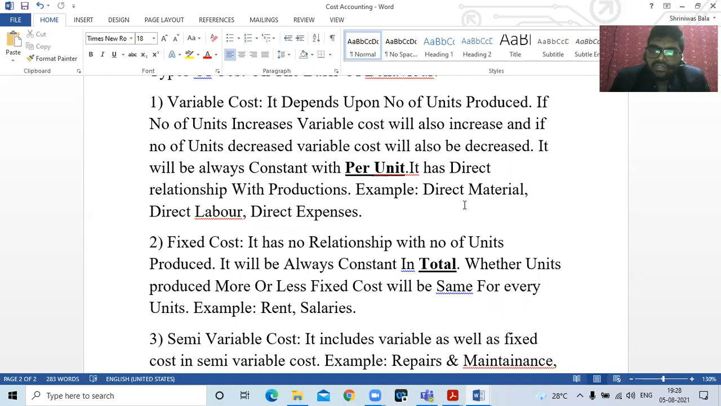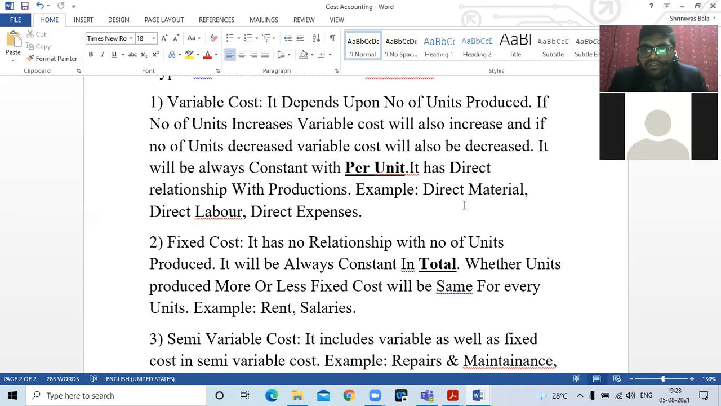Now there is one more variant, that is semi-variable, but we are not going to study that today in your demo. We will be studying it when we start with your first chapter in your normal lectures. So for today, for starting with the marginal cost chapter, we are enough with these two theories, that is variable and fixed. Variable is constant per unit, fixed is constant in total.